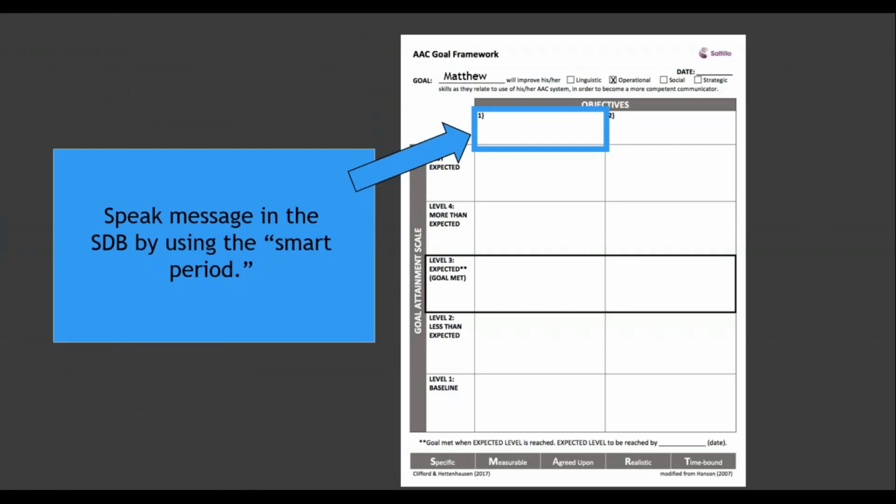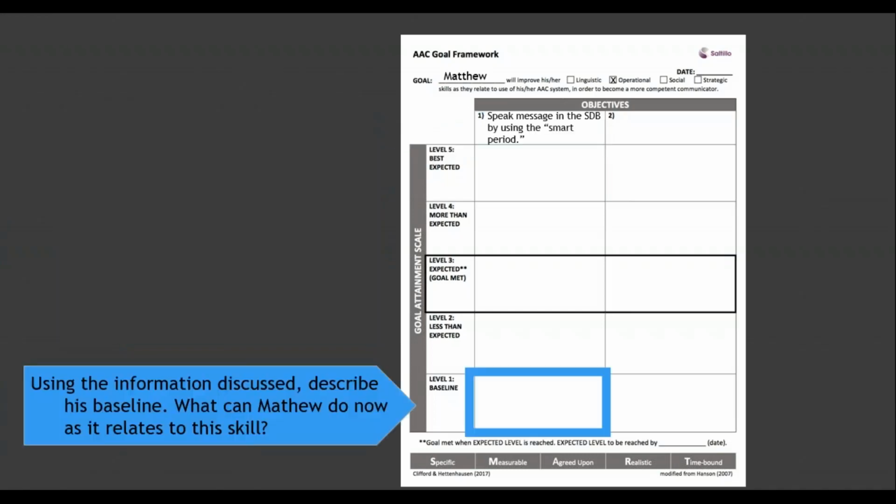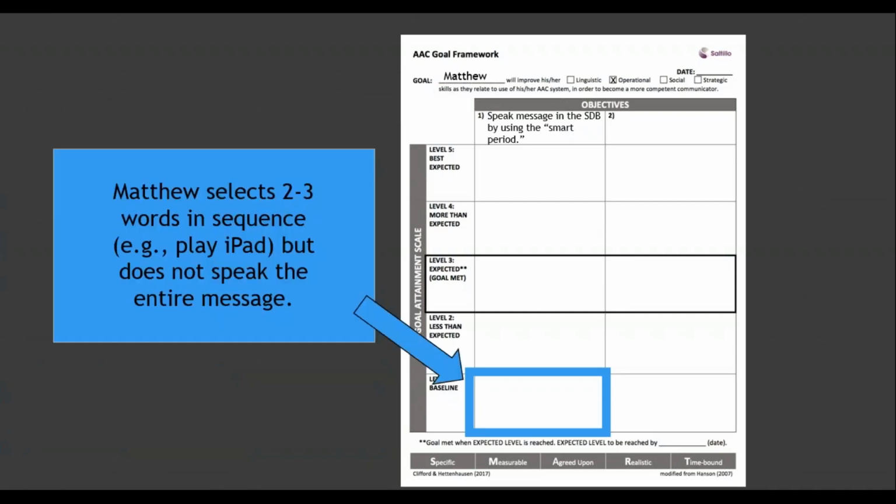We are going to write in the objective for speaking the message in the speech display bar by using the SMART period. He needs to be able to string words in his utterance together so that his communication partners can hear his message. Now we'll go to his baseline and we'll think about what Matthew can do currently. Matthew can select 2 to 3 words in a sequence, like play iPad, but he does not speak the entire message as a whole yet.